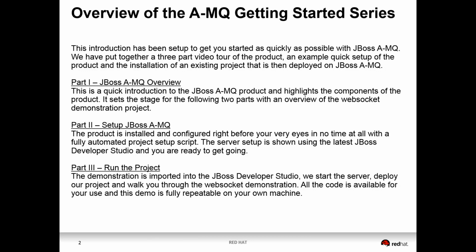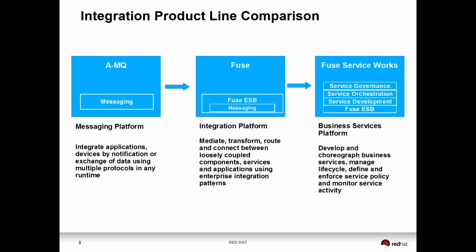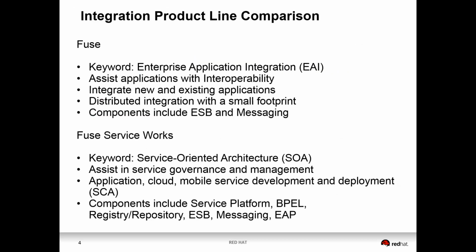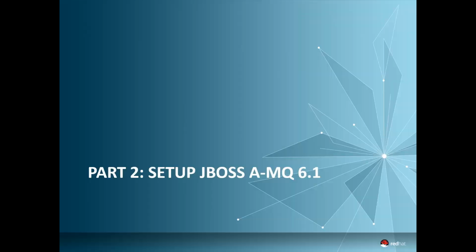So, as I mentioned, this is part 2, so we're going to run the install and configure through an automated project setup script. And then you'll be ready to go with the project. So let's come on down to part 2. We're going to set up JBoss AMQ 6.1.